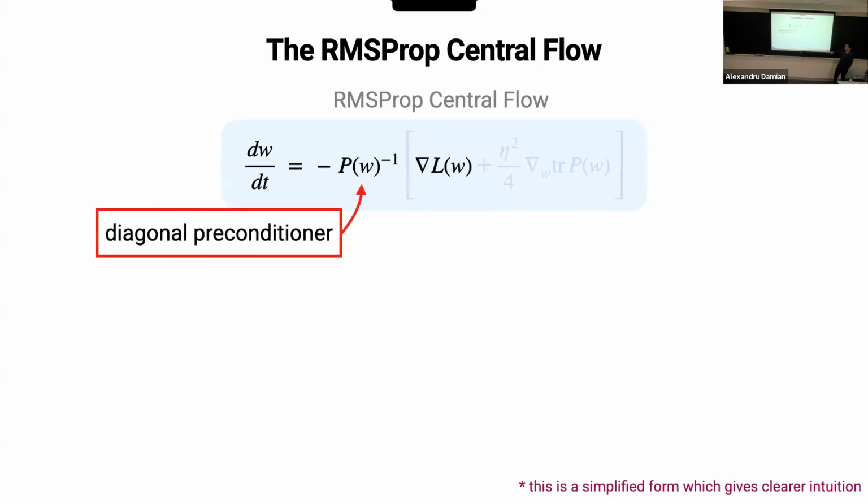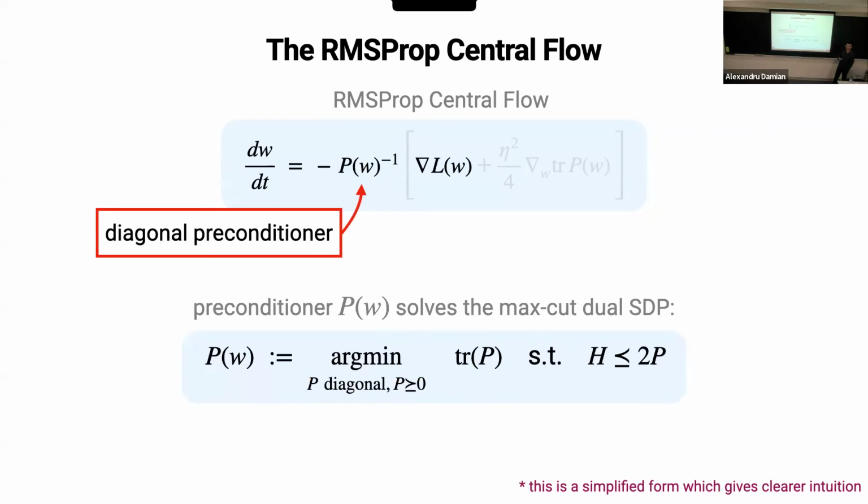So if we ignore this curvature penalty, P is going to be a diagonal preconditioner. And this diagonal preconditioner is going to solve what to me was an absolutely crazy equation. It's going to solve max cut. This was not some relationship that I expected. I've never seen this mentioned in the literature. So this is the dual to the max cut SDP: you're looking for a diagonal preconditioner P with minimum trace, subject to some semi-definite constraint.